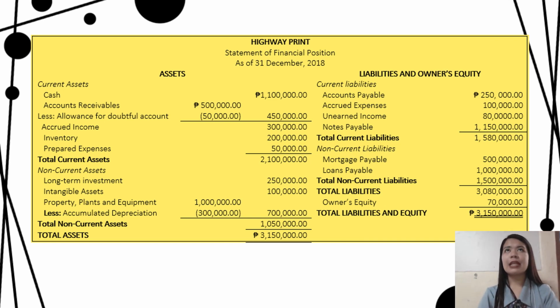The name of the business is Highway Print. And then, the name of the document, Statement of Financial Position. And for the date, as of 31 December 2018. So it means at the end of the accounting period, which is at the end of the year. So please take note of the term used, as of, and then the date.